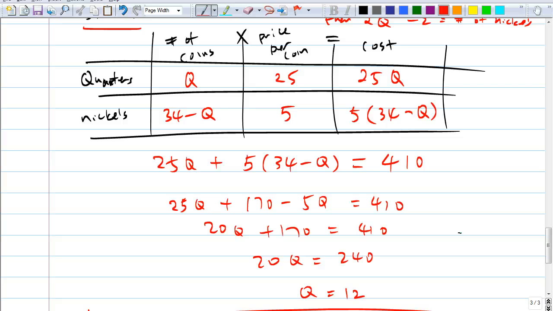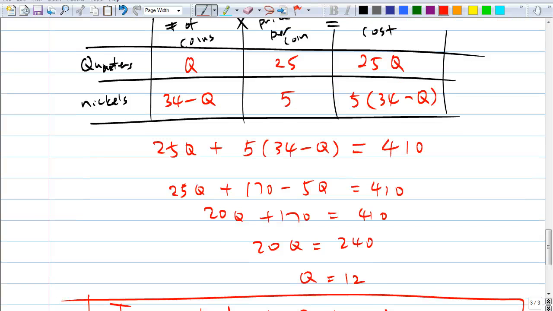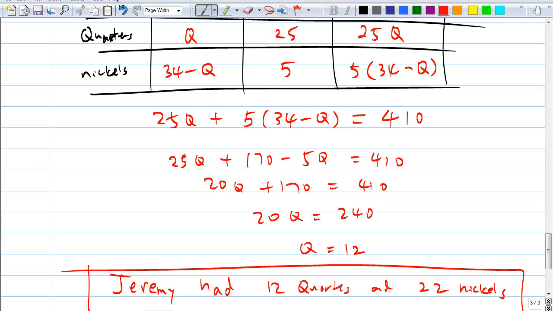Then how do I get the number of nickels now? Tajwar? I got 12 quarters. You got 12 quarters? But then how do I find the number of nickels? You subtract 12 from 34, because there were 34 coins altogether. You subtract 34 minus 12, which is 22. How do I write the answer as a sentence then? Dakota? Jeremy had 12 quarters. Exactly, there it is. Any question?